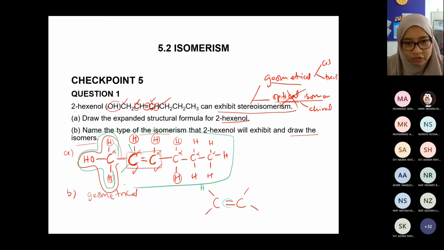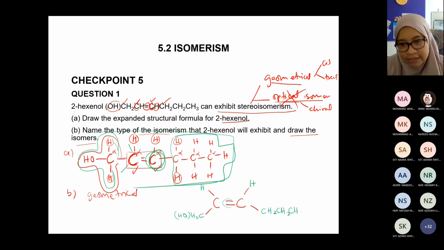Okay, you have CH2 there. Then OH. See? Settle lah. And then how about this one? This C here. You have hydrogen there. And then this, you kumpulkan lah. Compress kan. Okay. So you have CH2. Condense kan. CH3. Dah siap.